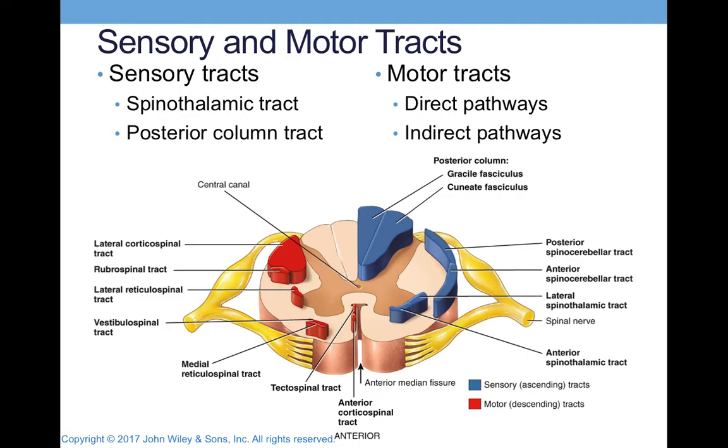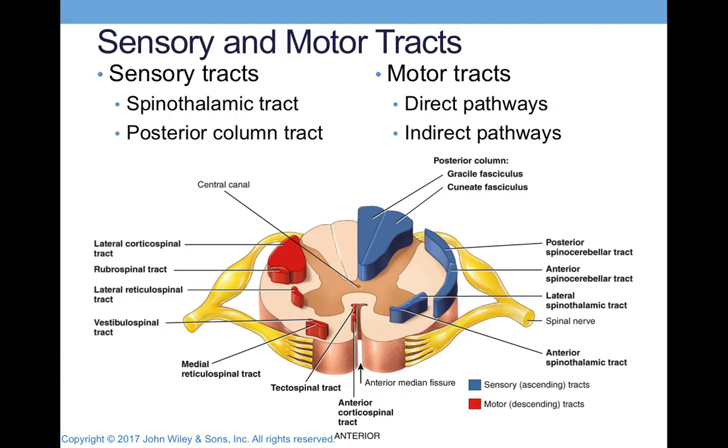All right, we have sensory and we have motor tracts. So here we're showing the principal sensory and motor tracts in the spinal cord. The two principal sensory tracts are the spinothalamic tract and the posterior column tract, whereas the two motor tracts that we will talk about are the direct pathways and the indirect pathways. Just know these names. We will go over more details about them in a later chapter.